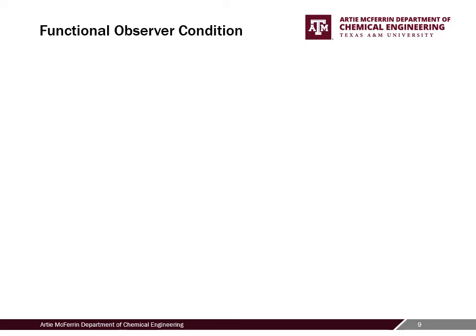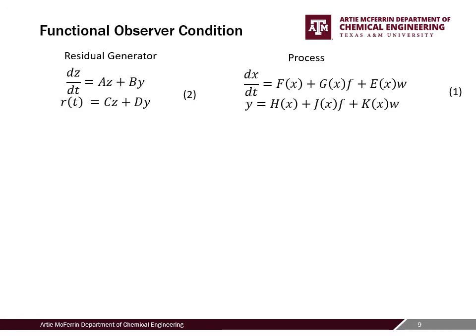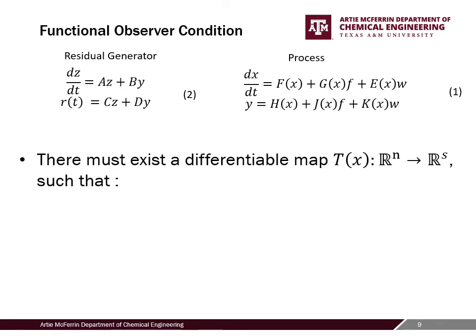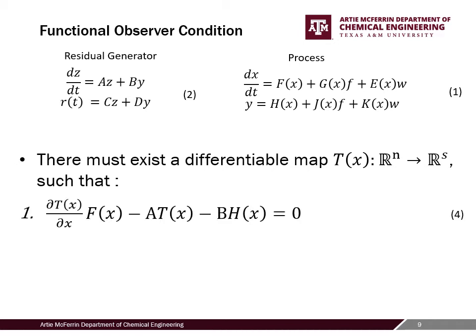In this slide, we present the functional observer condition. So for the residual generator given by 2, to satisfy the functional observer condition for the process given by 1, there must exist a differentiable map T of x from Rn to Rs such that the following two conditions hold. The first condition ensures that the residual generator accurately captures the dynamics of the process given by 1. And the second condition ensures that the residual generator tracks the zero output in the absence of faults or disturbances, which is what is desired from the functional observer condition.